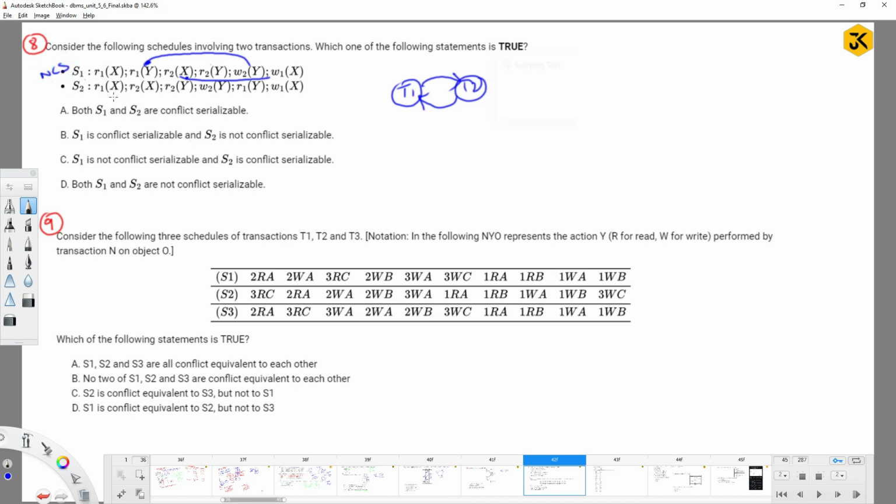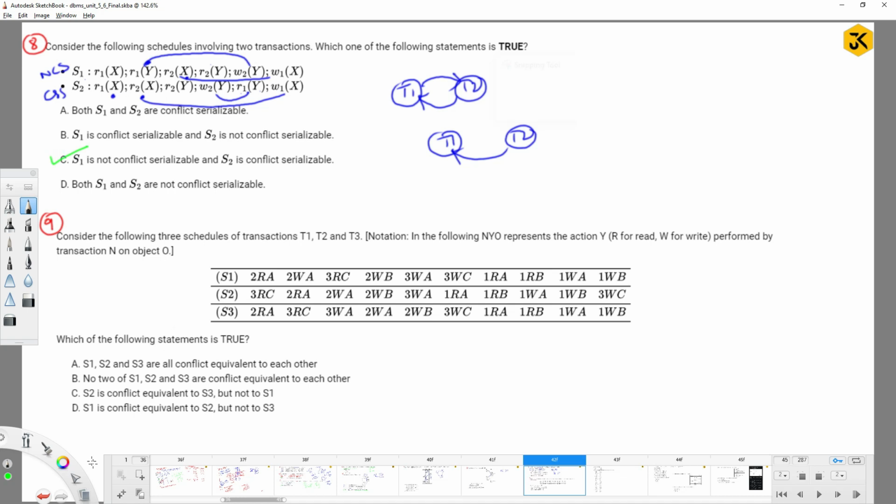What about S2? R1 of X, and is there a W2 anywhere, a write operation? No. So there is no problem. But if you take R2 of X, is there a W1 of X anywhere in T1? Yes. So T2 followed by T1. And if I take R2 of Y, is there a W1 of Y anywhere? No. Good. And if you take W2 of Y, is there an R1 of Y anywhere? Yes. So T2 to T1 is already there. Now, is any other kind of dependency there? No. So I can say that S2 is conflict serializable. So which one is the option? S1 is not conflict serializable and S2 is conflict serializable.